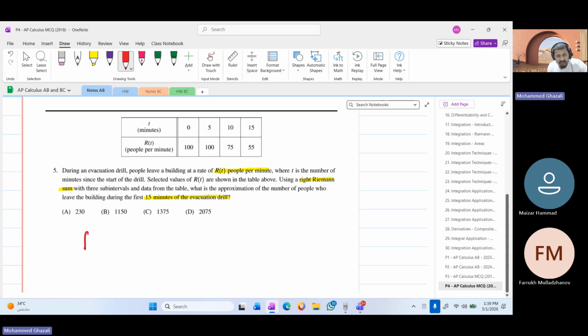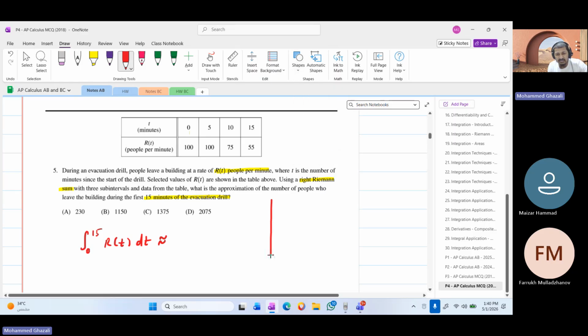So I'm going to write it out. The integral from 0 to 15 of R of t dt. You're approximating it with a Riemann sum. Let me draw a simple graph for you to explain what this means.